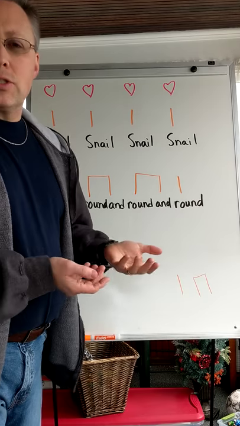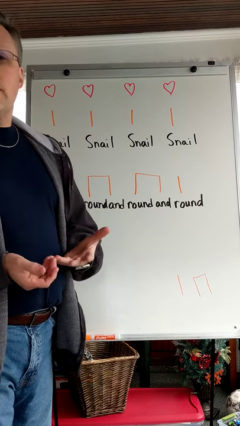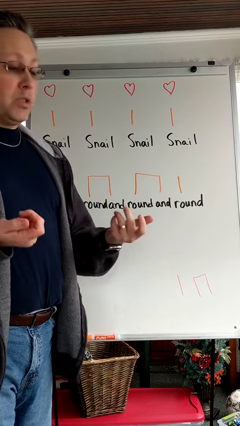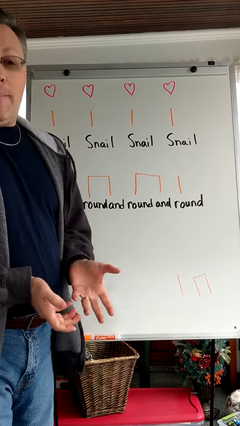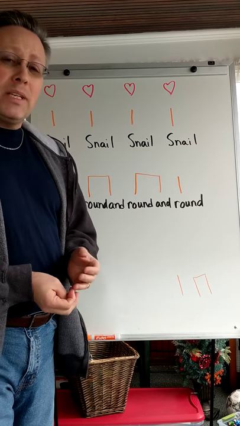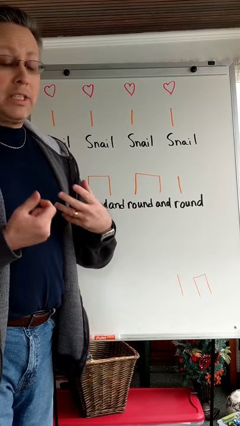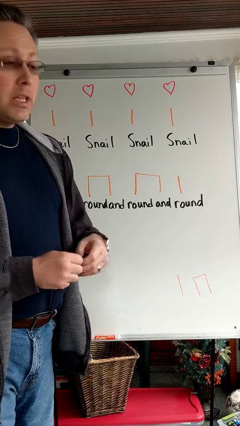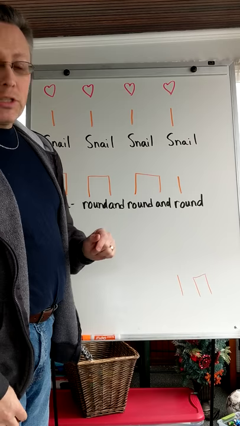And another way you can make this a little bit more interesting is find things in your house that you can tap together for your rhythms. Two pencils. If you happen to own any sort of musical instruments, like a small drum, a tambourine, rhythm sticks, whatever you want to use to make it more interesting.